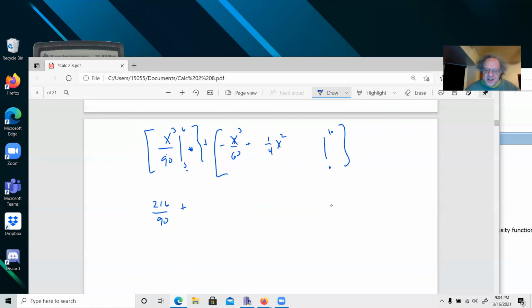Okay, and then we have -1000 over 60, evaluating at x equals 10 here, plus 1/4 times 100, minus, and then we have to evaluate at 6, right? So we have this little piece, minus, negative again, 6 cubed, 216 over 60, plus 1/4 times 6 squared, 36.